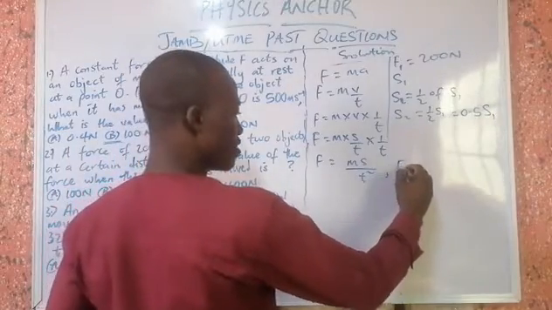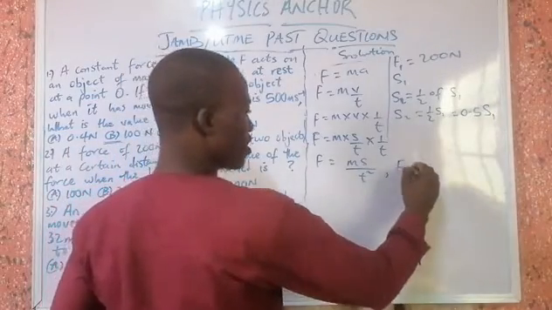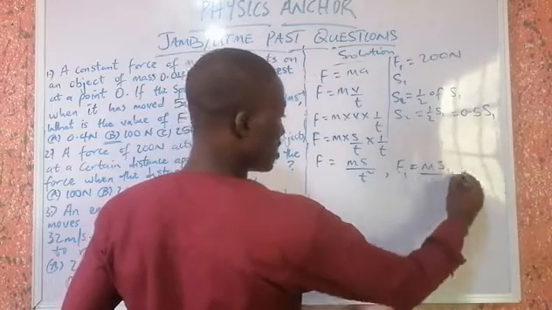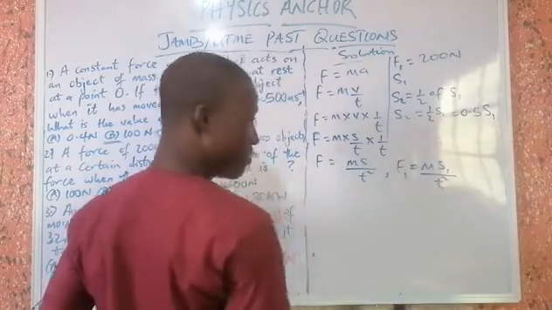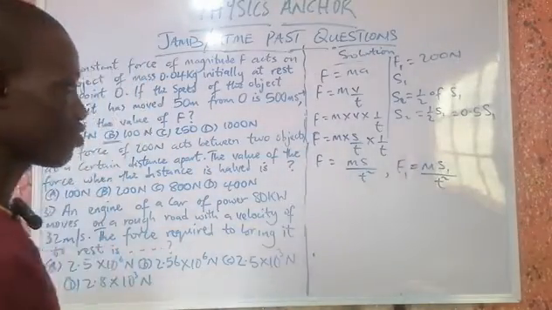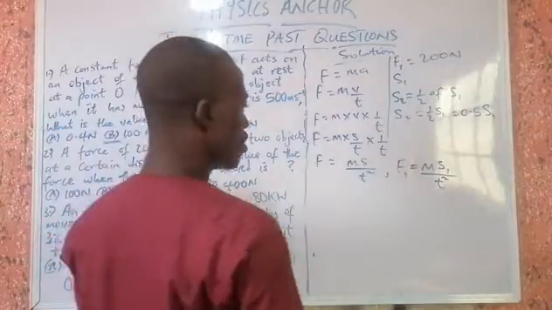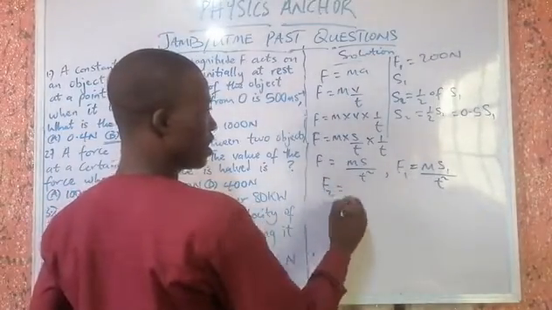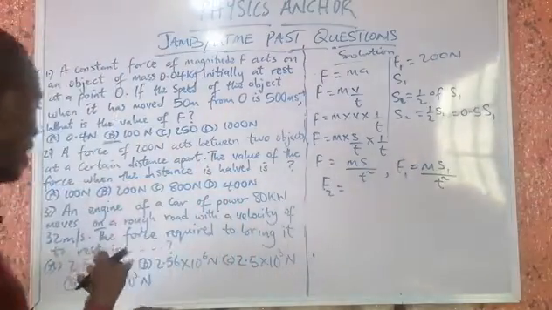So now let's use this relation. For F1, I'm going to be having something like this: F1 equals, since the mass is constant, m S1 over t square. They did not give us any value for t, or any reference to the time. The time is still constant in this case.